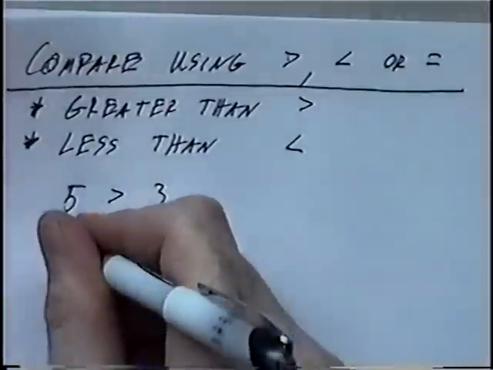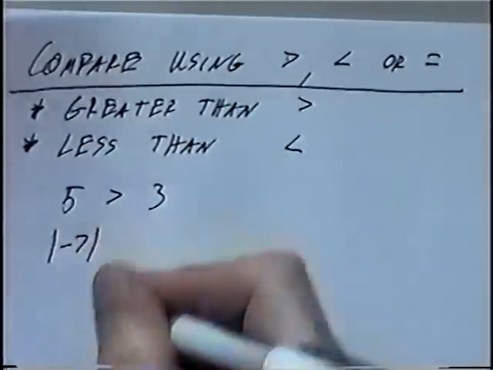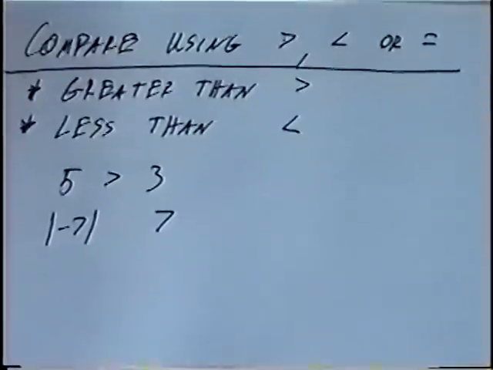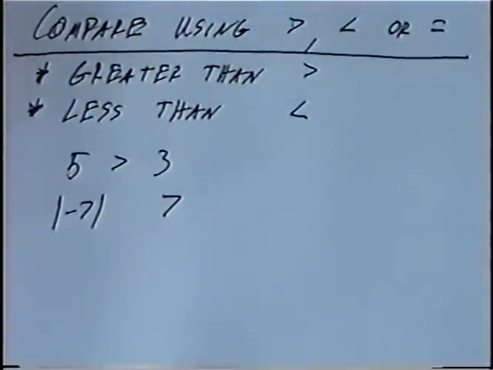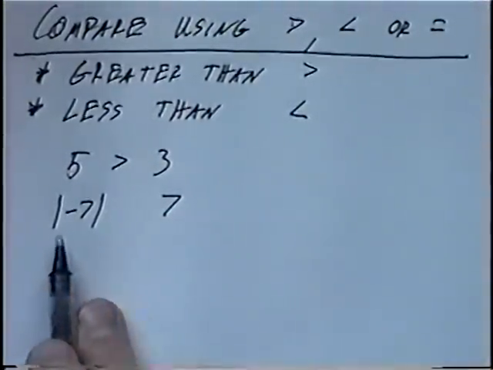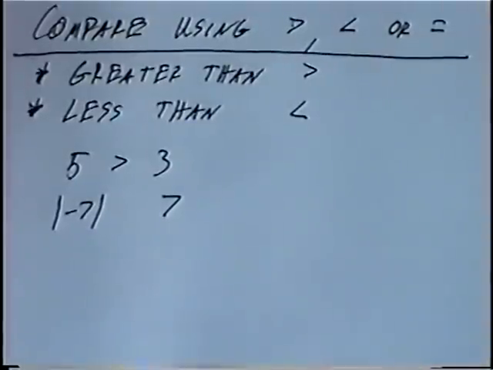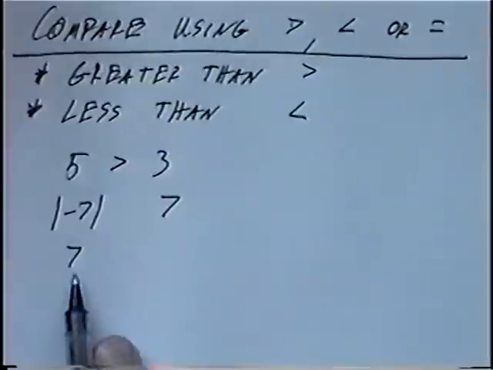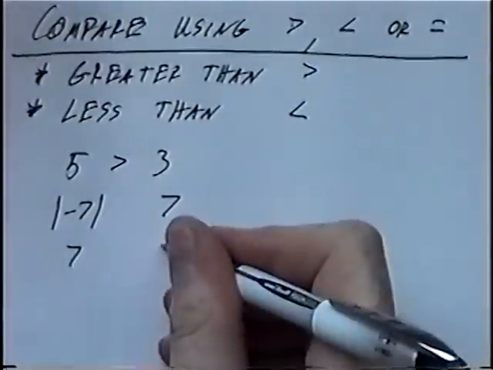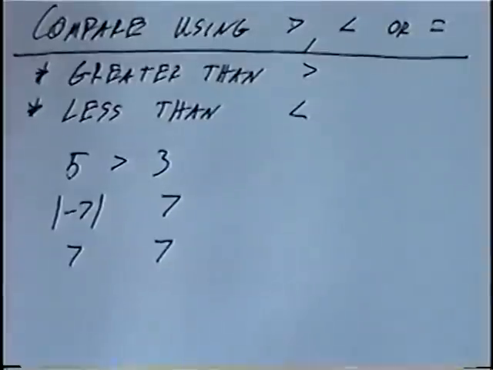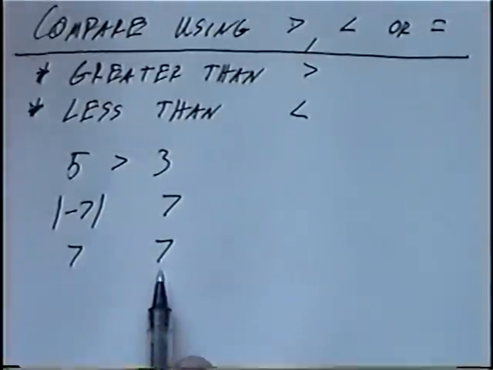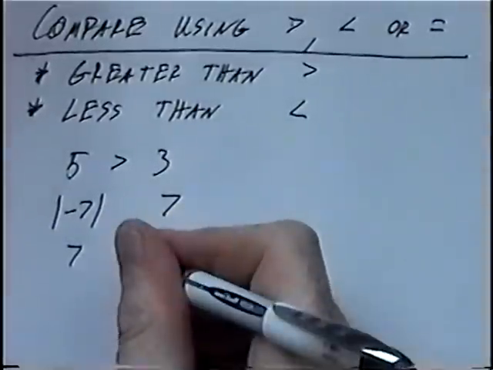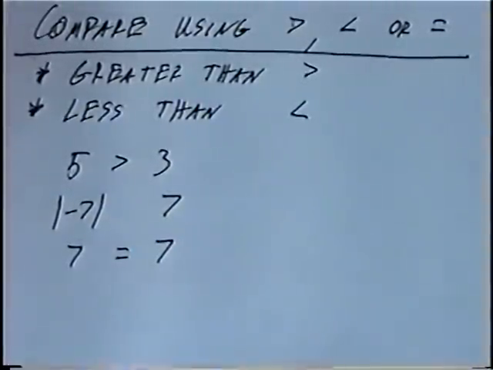Second question, we'll have the absolute value of negative 7. And on the right-hand side, we'll have positive 7. Like before in the previous section, for the absolute value of a negative number, negative 7, we can take off the absolute value signs and change it to a positive number. So we'll have positive 7 on the left-hand side, and the right-hand side would stay the same. So now we have 7 on one side, 7 on the other side. It's not greater than or less than. In this case, 7 is equal to 7.